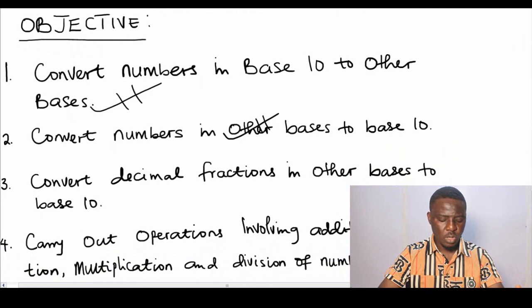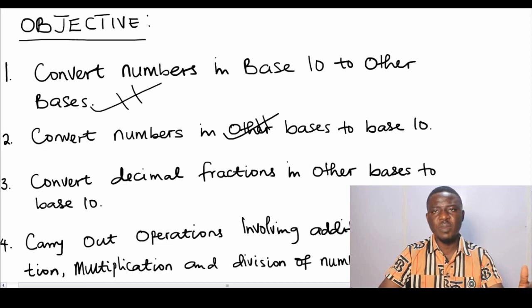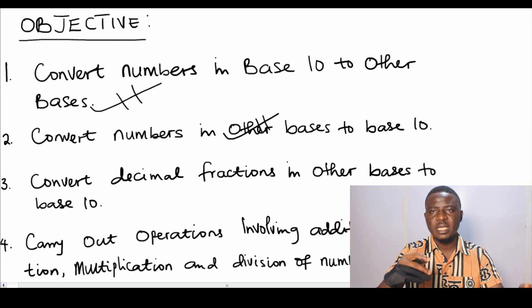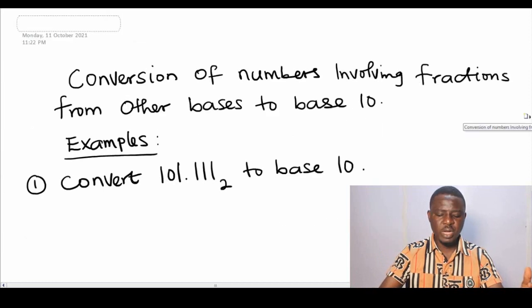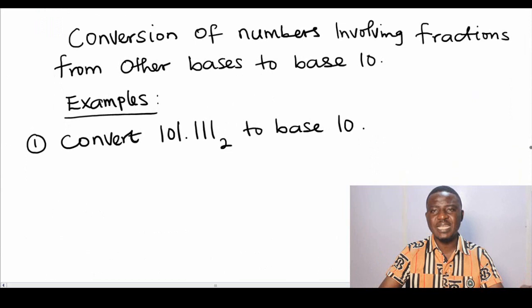In today's class, we shall be taking the third objective, which is to convert decimal fractions in other bases to base 10. We have seen how to convert numbers from base 10 to other bases, as well as from other bases to base 10. In this next example, we shall be dealing with fractions. And how do we convert numbers involving fractions from other bases to base 10?